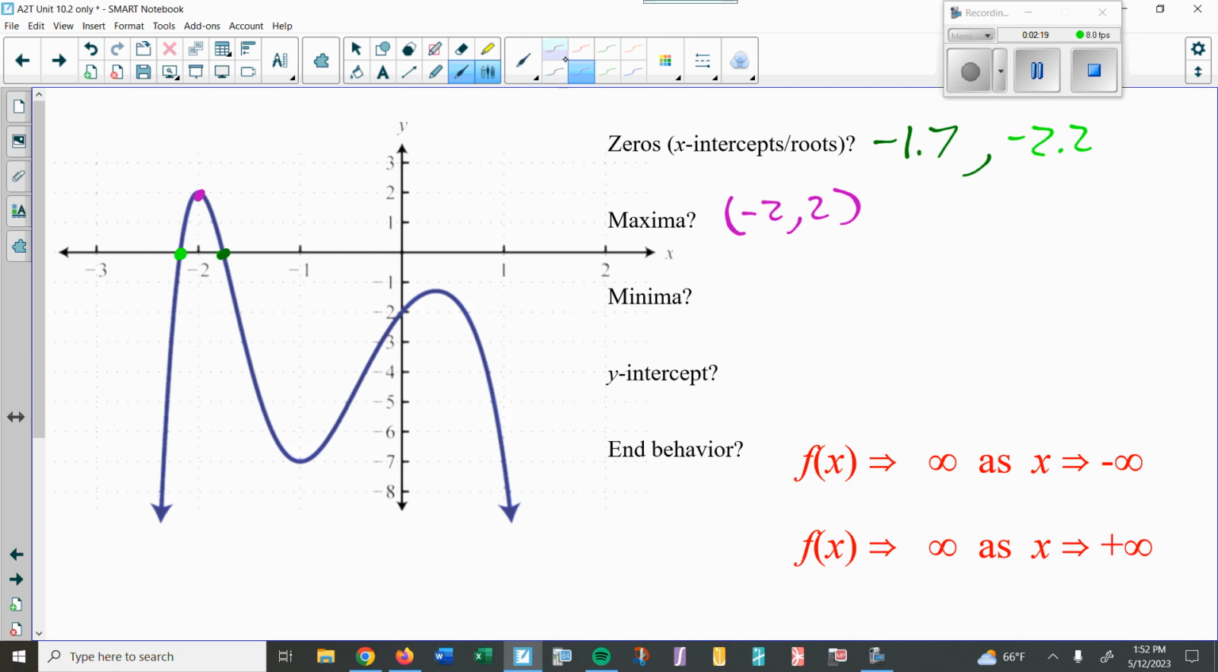And then we're going to write down our second maximum, which would be here. And well, that appears to be about 0.4 over, and maybe at a height of like negative 1.2 or something like that. We'd also have to indicate our minimum, which would be down here, which is at 1 to the left and 7 down. We then need to go ahead and write our y-intercept, which is here at negative 2. And then we got to look at our end behavior.